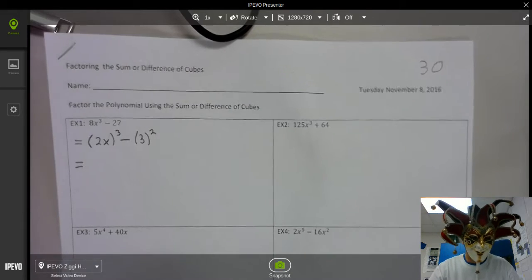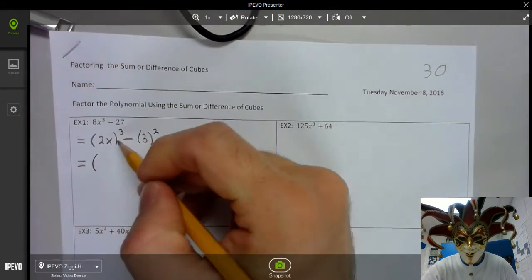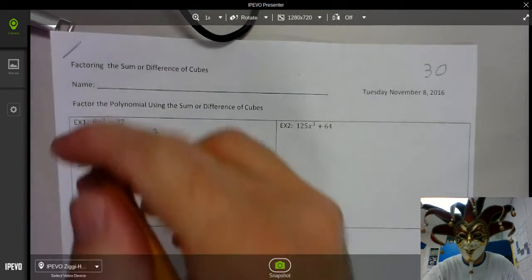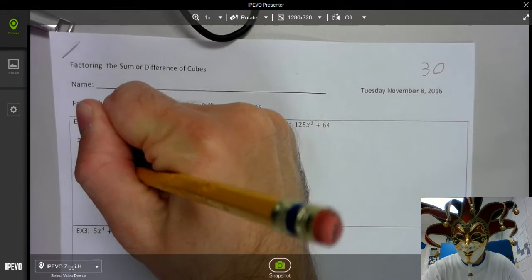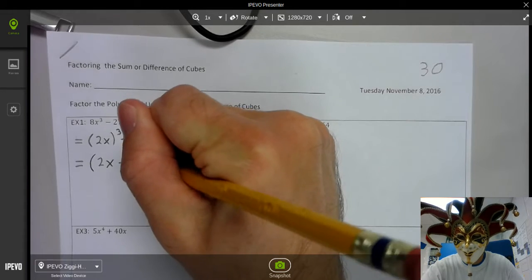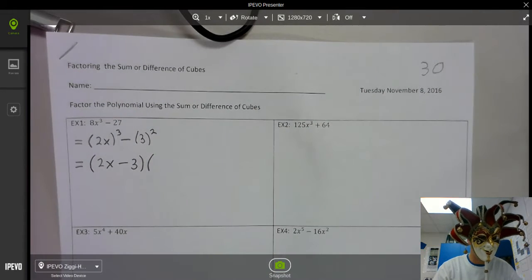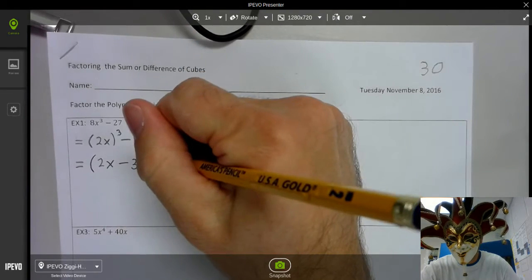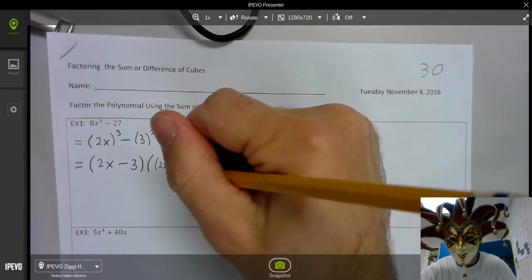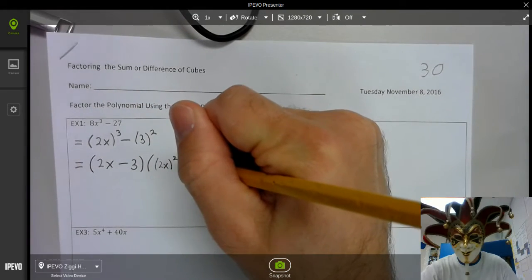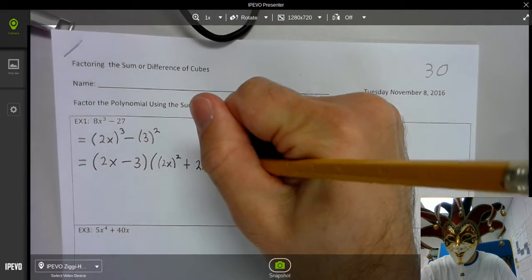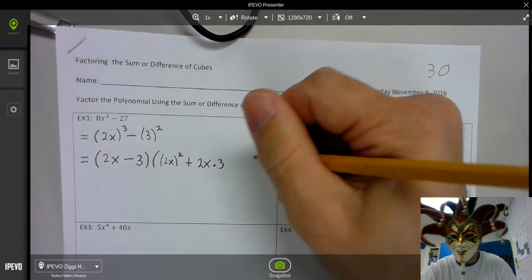So this equals the a value is 2x, so 2x. Oh, sorry, that was just a bell. So that's 2x minus the b value, which is 3, times the a value squared. So that's 2x squared plus a is 2x times b, which is 3, plus b squared.